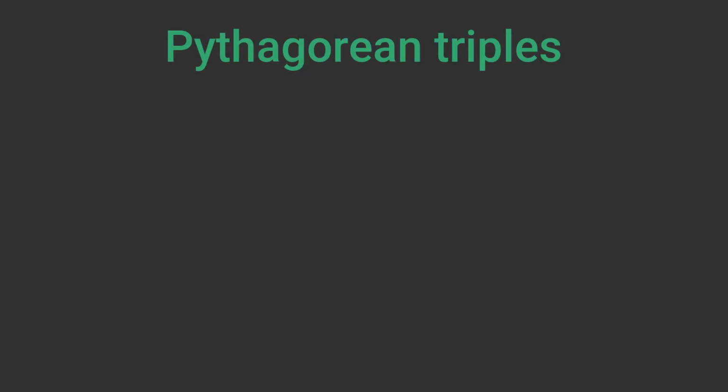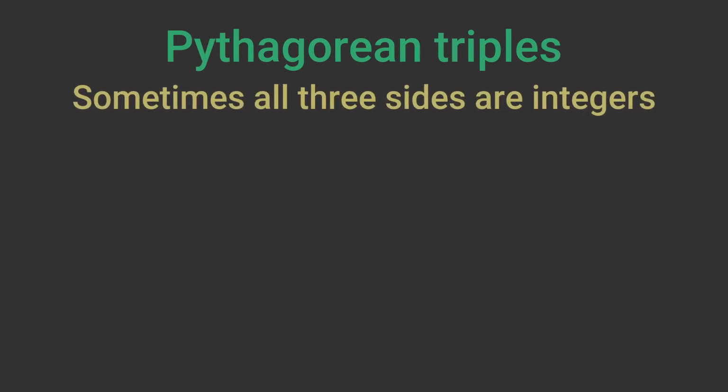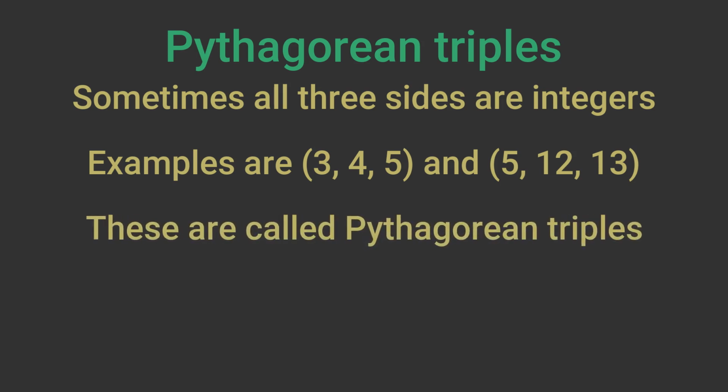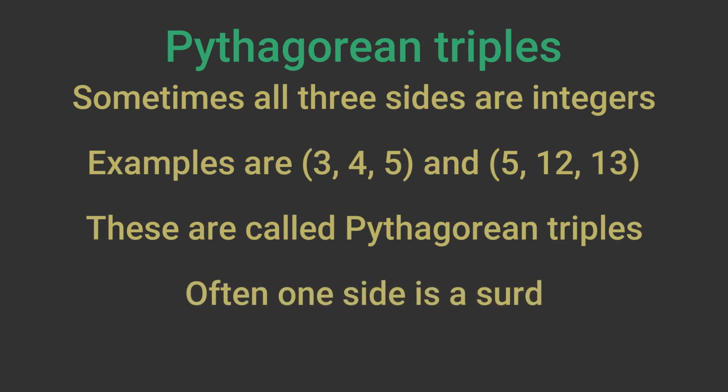As we have seen, when we calculate the sides of a right-angled triangle, the sides are sometimes all exact integers. 3, 4, 5 is one example. 5, 12, 13 is another example. There are many other examples. These sets of numbers are called Pythagorean triples. Not all right-angled triangles are like this, as we saw in the last example. Even if two sides are integers, the third side will often be a surd.